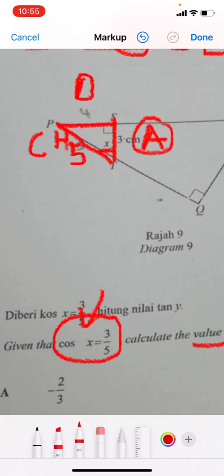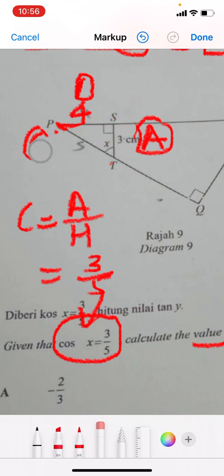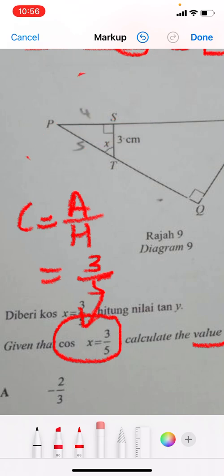So CAH, cosine is A over H. So you are doing the right thing, my dear student. You label here 5, here 4. So obviously cosine x is 3 over 5 as given by the question. From the information here, we can find the hypotenuse length, which is 5, and here is 4, right? Okay, we have solved the small triangle.